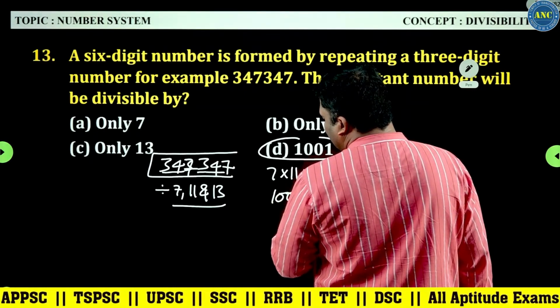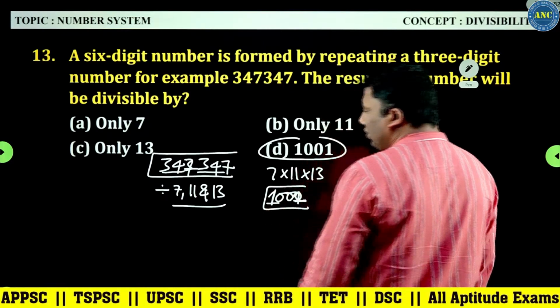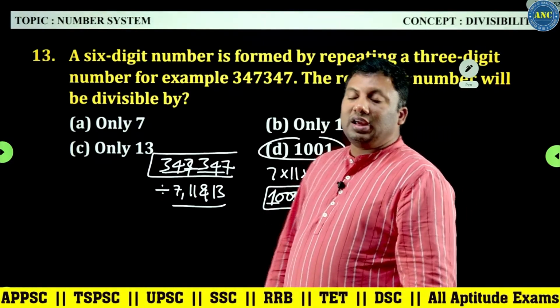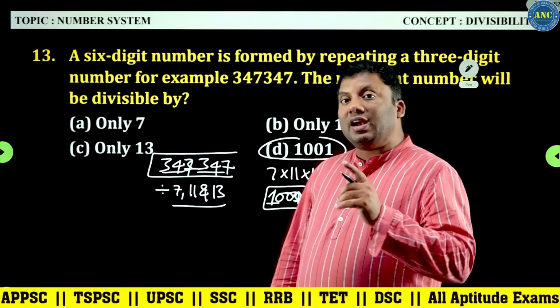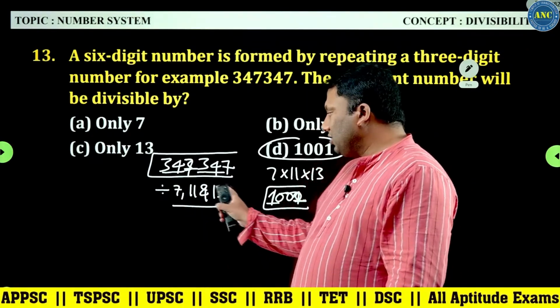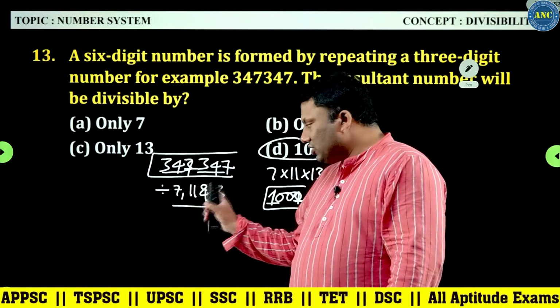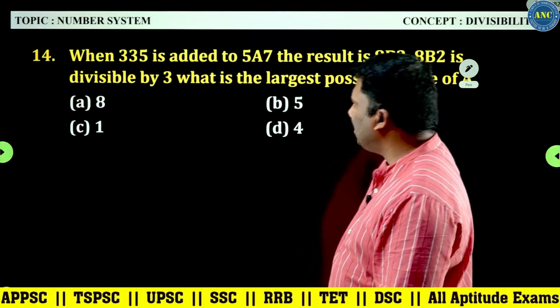Any 3-digit number written an even number of times is always divisible by 7, 11 and 13. 7 11s are 77, and 77 times 13 is 1001. 7 into 11 into 13 is 1001. I hope the idea is clear.